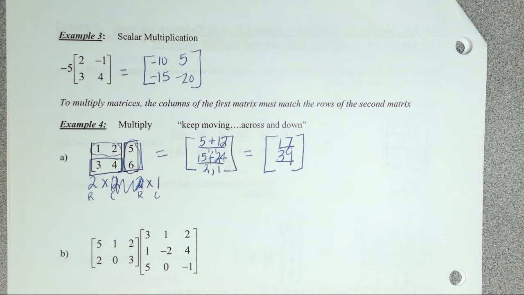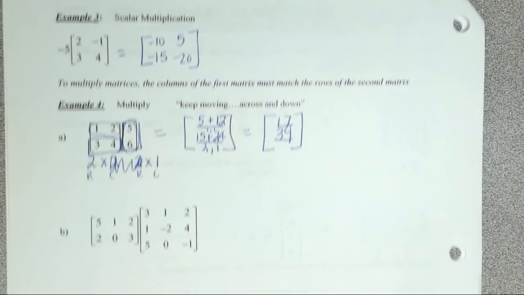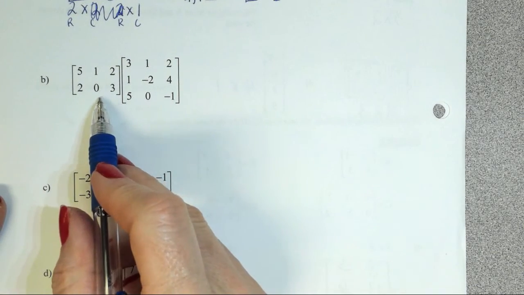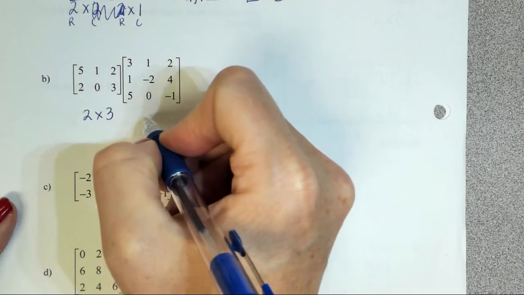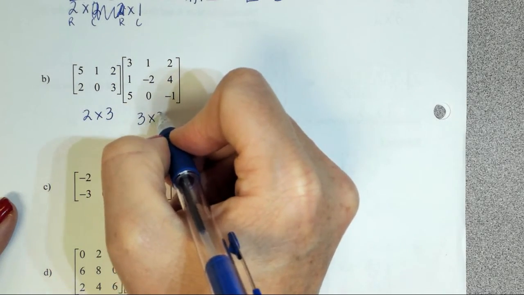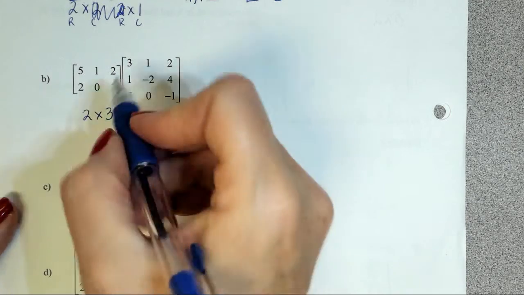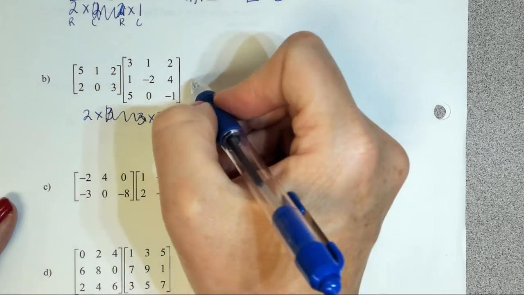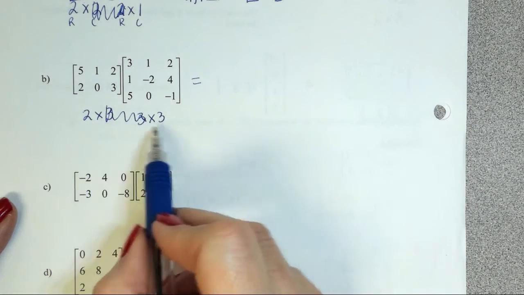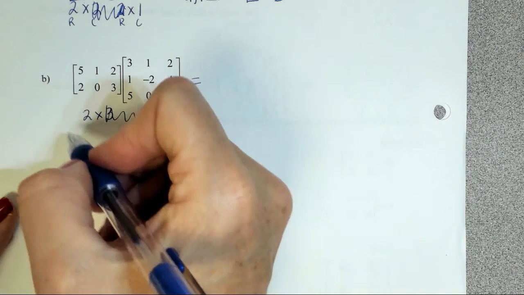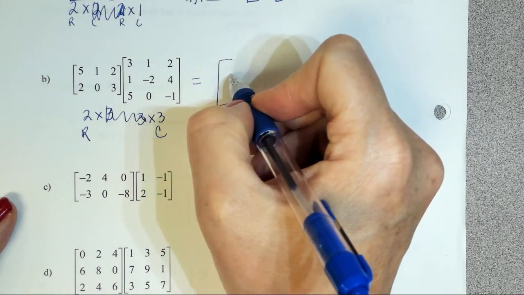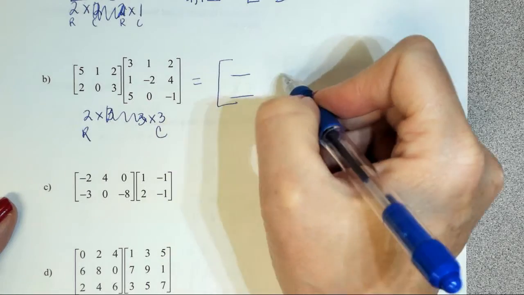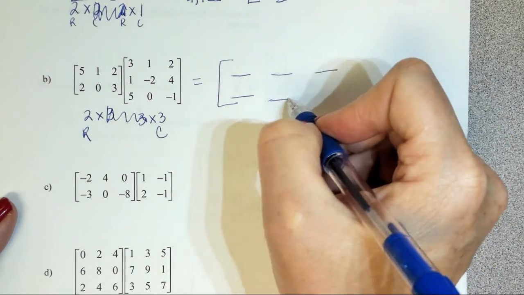Any questions on that? Let me do another one, and I think it will be helpful. This matrix right here, what's the size of it? 2 by 3. What's the size of this one? So I check. These two are the same. They match. So I can get rid of those. That means I can multiply. My resulting matrix is going to be 2 rows by 3 columns. So I'm going to have 2 rows, but 3 columns.